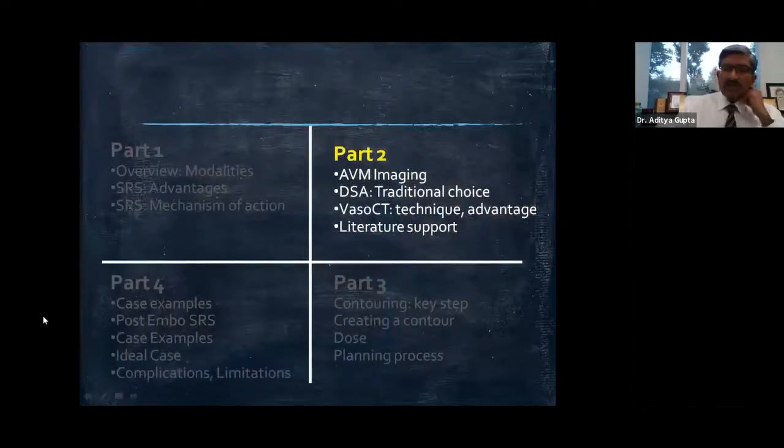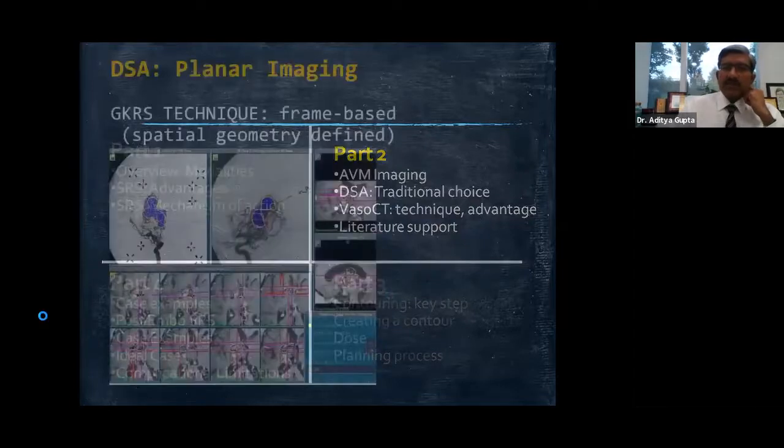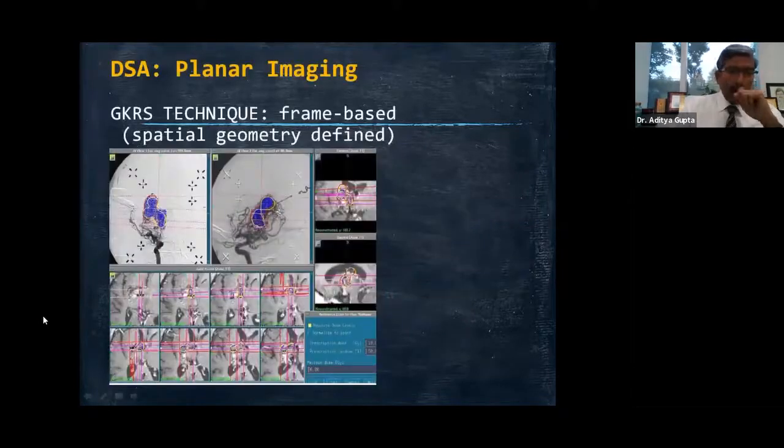Now let's start with the AVM imaging. The traditional AVM imaging, which all of us consider the gold standard, is the DSA. And again, the traditional approach to radiosurgery with the Gamma Knife, for example, basically uses a co-registration of the planar images that you acquire from the DSA, and they are overlaid on the axial MRI sections.